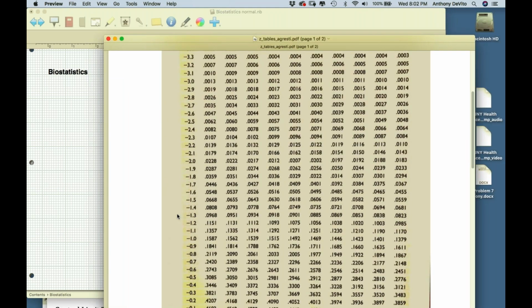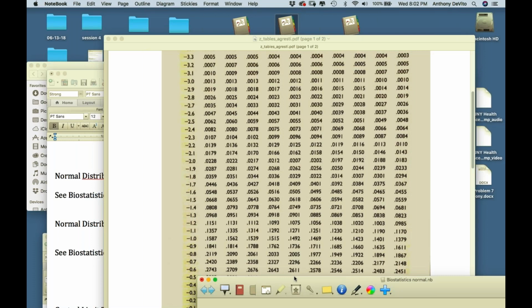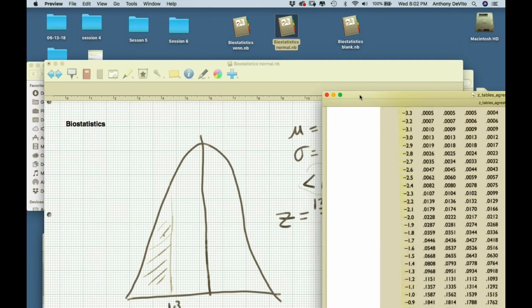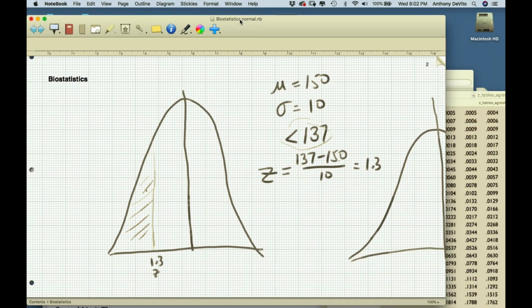Negative 1.3, or 1.30, represents an area of 9.68%. So this is 9.68%, or in other words, 0.0968 is what this is.